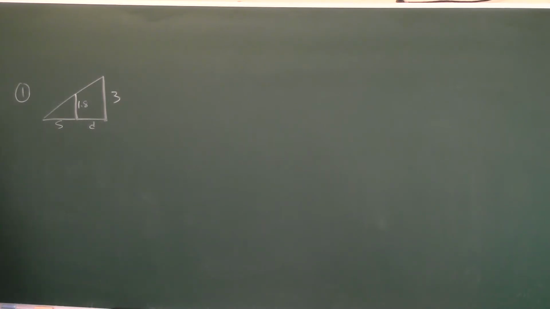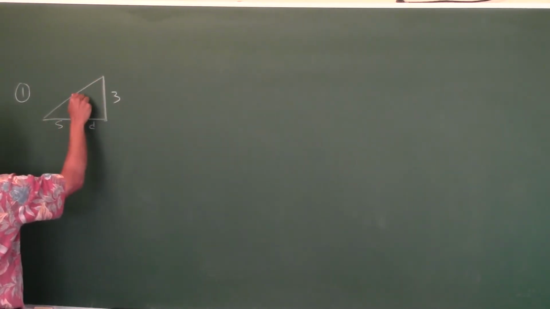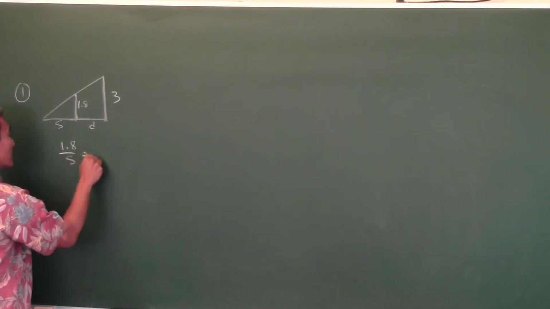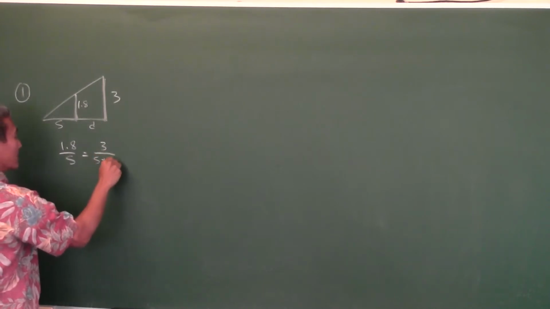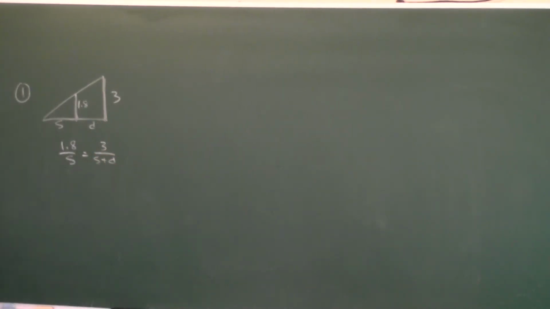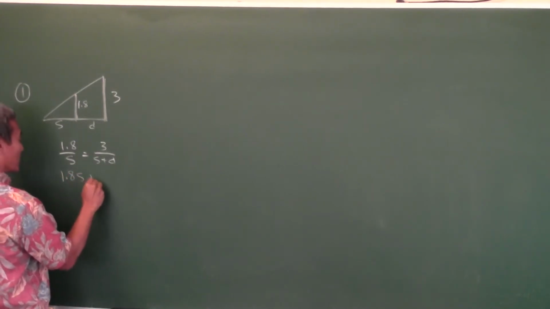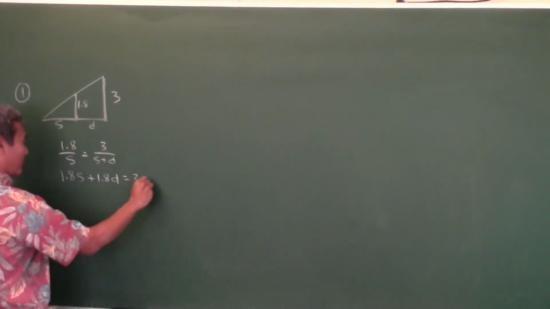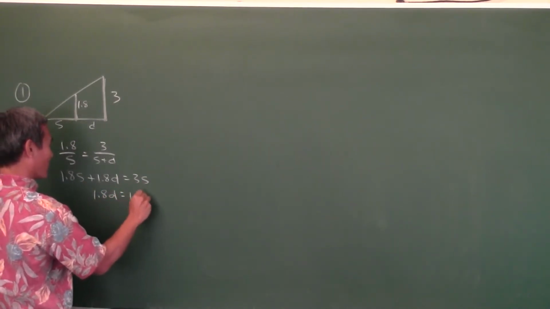It rhymes with similar angles. Similar triangles. You got the baby bear here and the mama bear there. So 1.8 over S is equal to this over that, 3 over S plus D. Cross multiply: 1.8S plus 1.8D is equal to 3S. Simplified, so move this on this side, so you get 1.8D is equal to 1.2S.